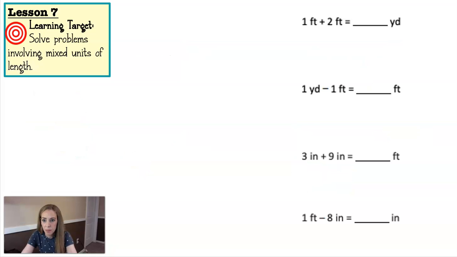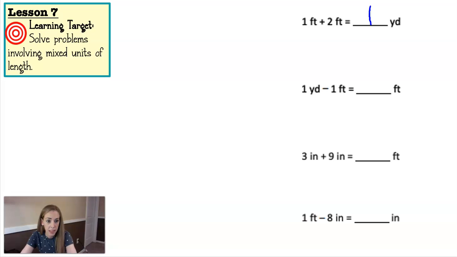Okay. Lesson 7 is something pretty similar. It's just looking at mixed units of length. So inches, feet, and yards instead of units of capacity. So this is pretty simple. 1 foot plus 2 feet is 3 feet. And we know that there's 3 feet in 1 yard.